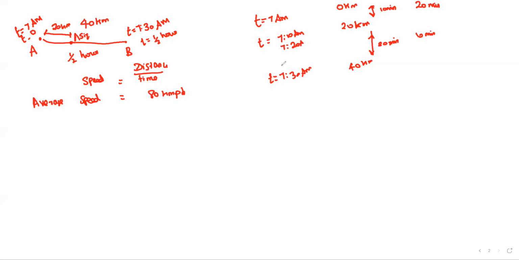So let me take one scenario. I want you to find the exact speed at 7:15 a.m. Maybe at 7:15 a.m. we may be at Ashik house, or before Ashik house, or after Ashik house, that we don't know. But I want you to calculate. The bus is moving. So you have to tell me the speed at 7:15 a.m.